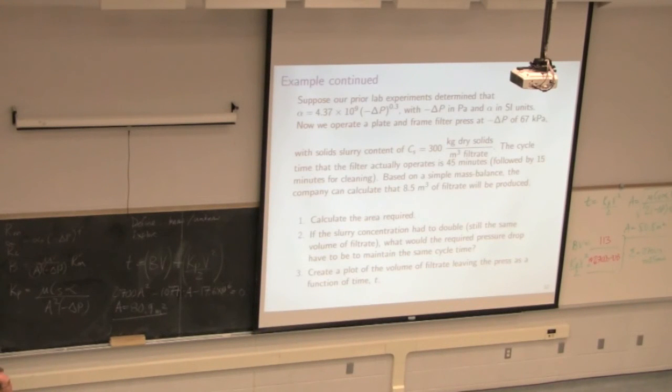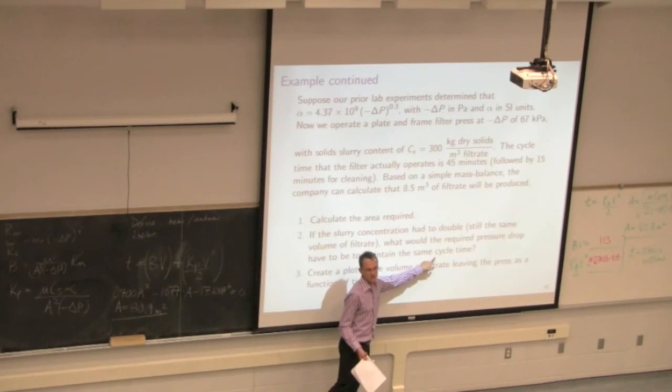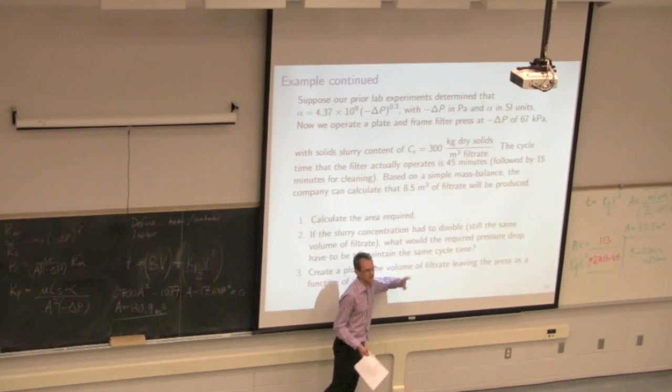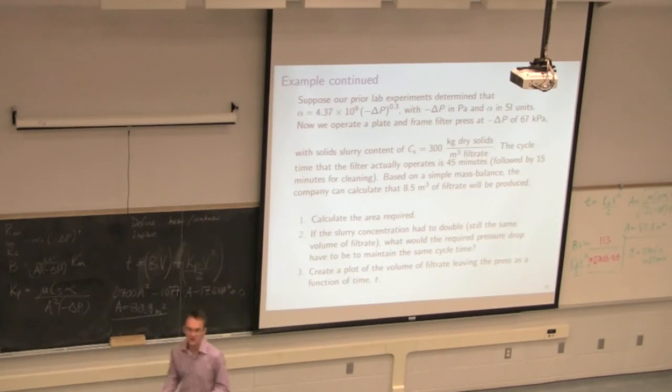They're in there. What pressure drop do you need to use so that you can still operate within a 45-minute cycle time? Higher or lower? Higher. That's clear. So we must get an answer that's greater pressure is required because we're packing more solids. Same area. What is that pressure drop required? What's the plan to tackle the problem? Work on that for the next minute or two.